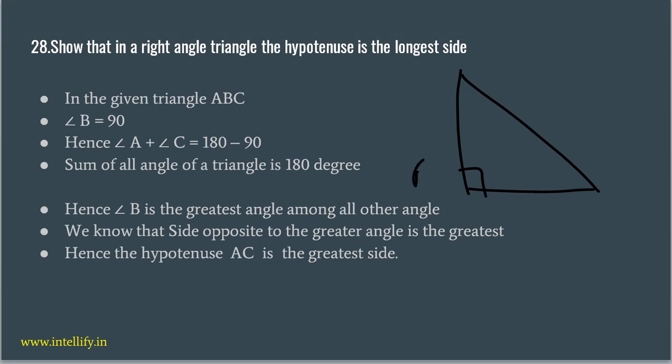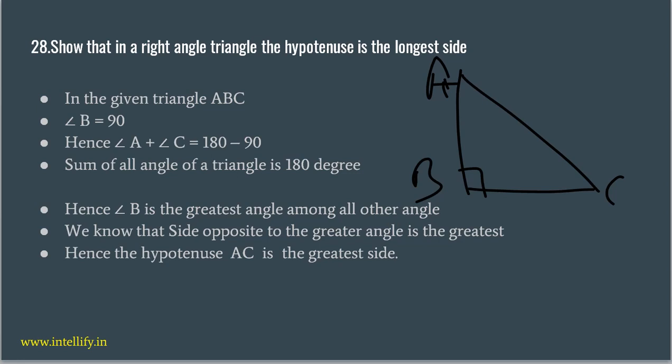This angle is 90 degree. We have A, B, C, a right angle triangle. Now we are required to prove angle B is equal to 90 degree. So we will consider that angle B is 90 degree, because it is given that it is a right angle triangle.